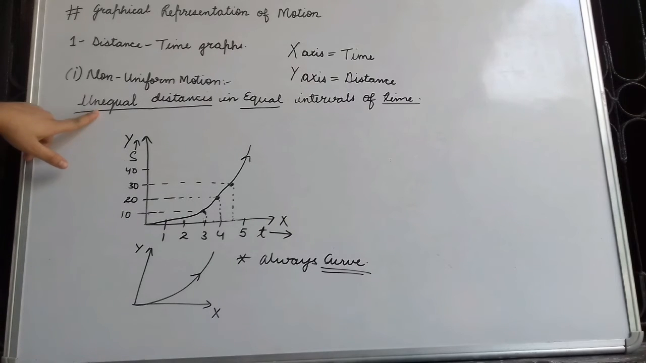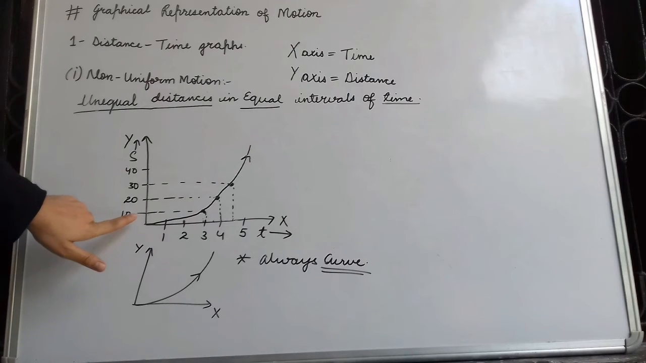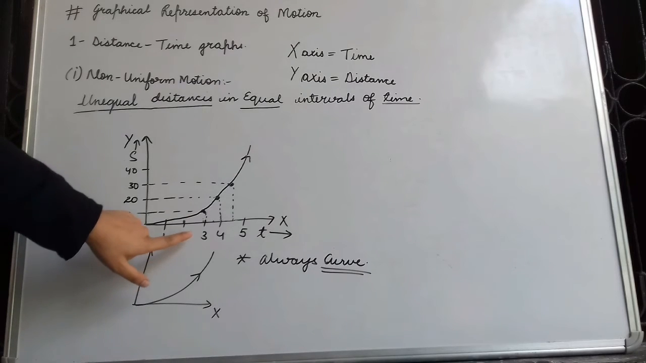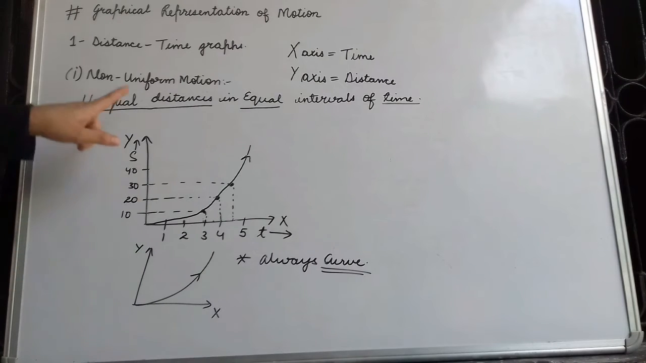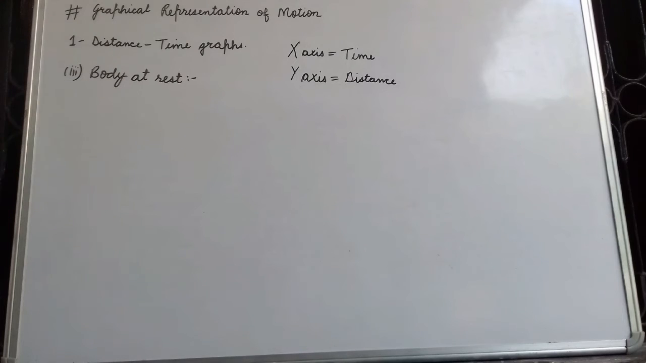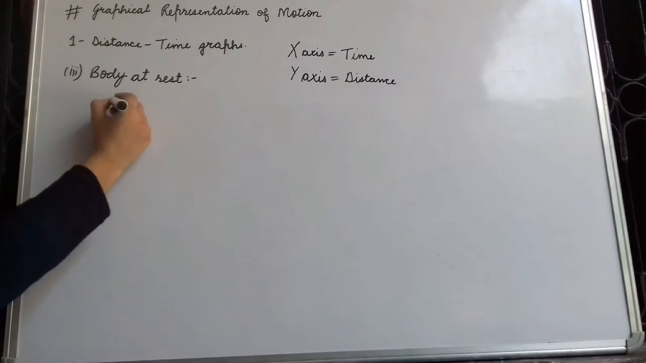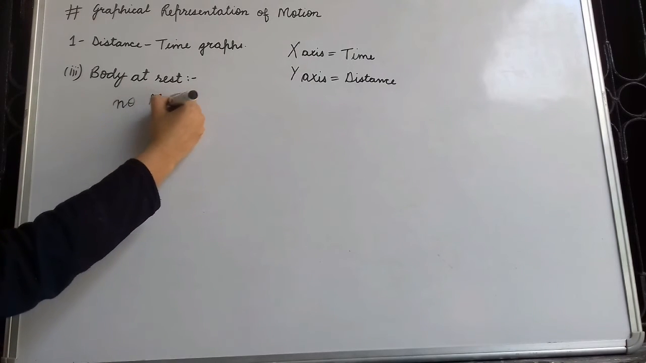Now, recalling, it's unequal distances. So sometimes it's covering more distance and sometimes it will cover less distance. And when we join all the meeting points, we will get a curve which can also be represented by this. So the next type of graph is of a body at rest.